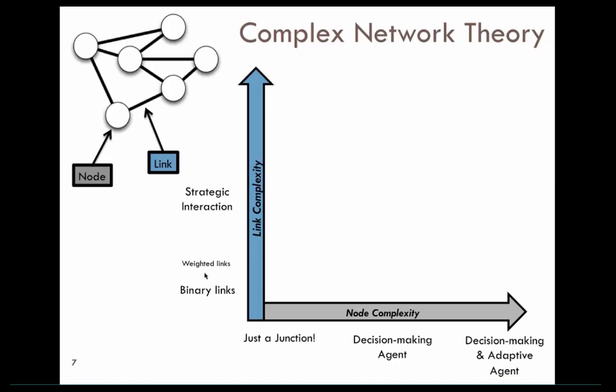We can make them even more complex by considering them as a strategic interaction between agents, and we can go for an even higher level of complexity where we not only bring in the strategic interaction of agents but also peer-to-peer learning, what is called social learning, into the picture. And so how do we do this?